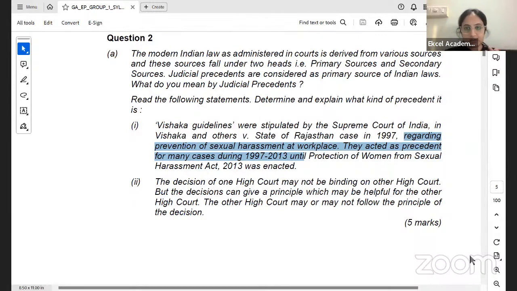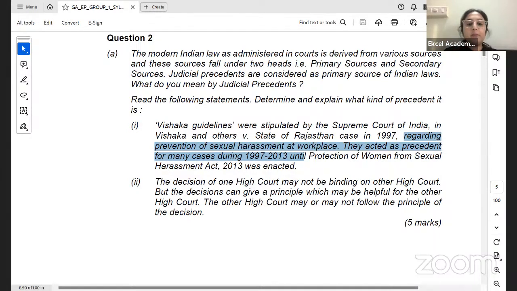Okay, they have given one case law, and it was about prevention of sexual harassment at workplace. Then they acted as precedent for many cases. That means this case only has acted as precedent for many cases. In future, whenever sexual harassment at workplace cases come up, they referred to this case only. So 1997, Vishaka and others versus State of Rajasthan, this case has become precedent for other cases in future.